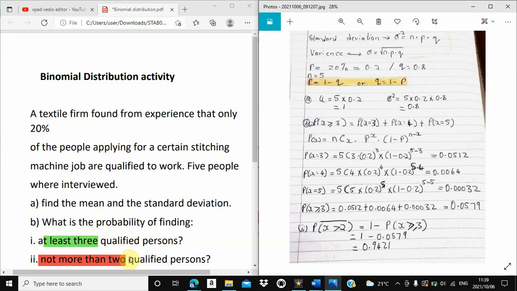This one here was a little tricky because many people, when you say not more than 2, know automatically that it means less than or equal to. For you to prove that what I'm telling you here is true, if you add 0.9421 plus this answer here, your answer must be 1. Your answer must be 1. 0.9421 plus 0.0579. Here our answer is 1. Then it tells you that the way we did it here is correct.